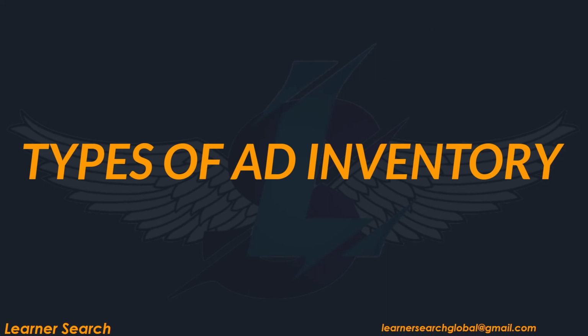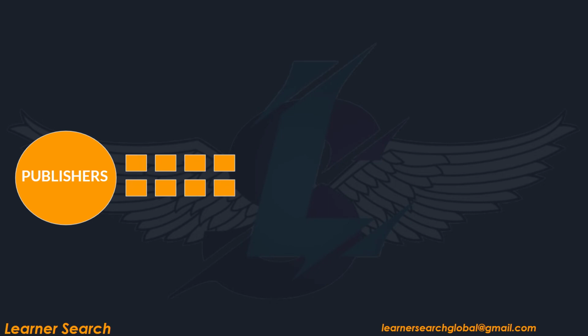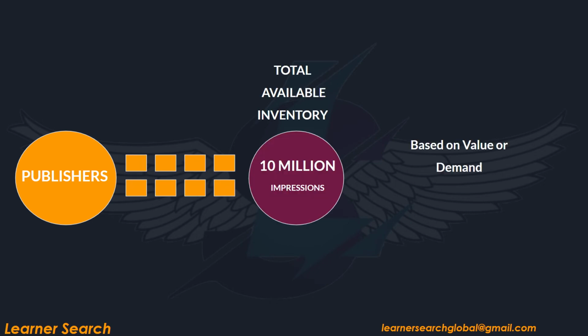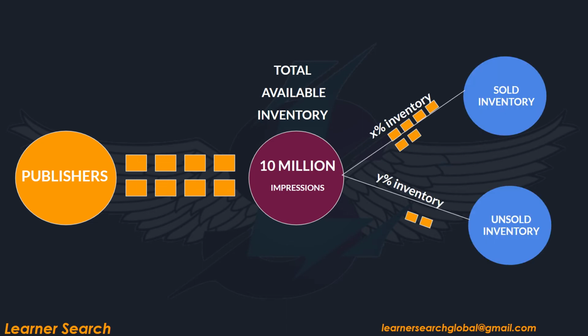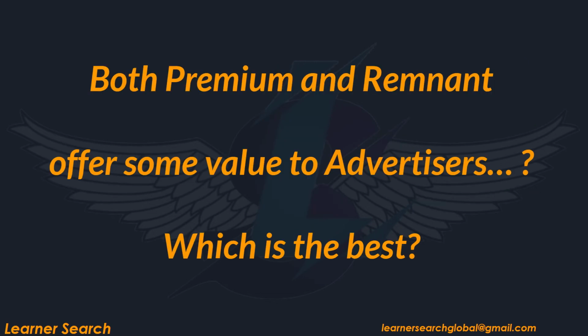Based on the concepts we discussed till now, we shall look into different types of inventory. A publisher is ready to sell 10 million impressions. Depending on the market value and demand, there are 2 types of inventory. First is sold inventory, in which a certain percentage of the inventory is sold to advertisers. Another type of ad inventory is unsold, which means the leftover impressions not purchased by anyone. Here, premium inventory refers to inventory that has been sold, and remnant inventory refers to unsold inventory. Do you think both premium and remnant offer the same value to advertisers? Let's find which is the best.